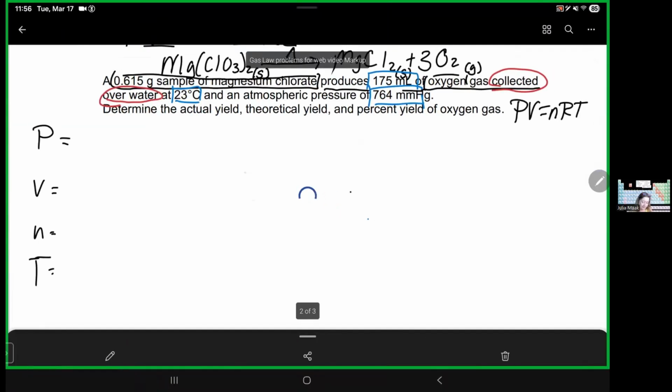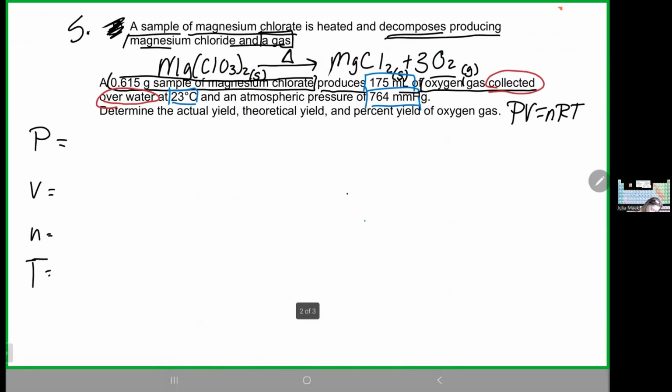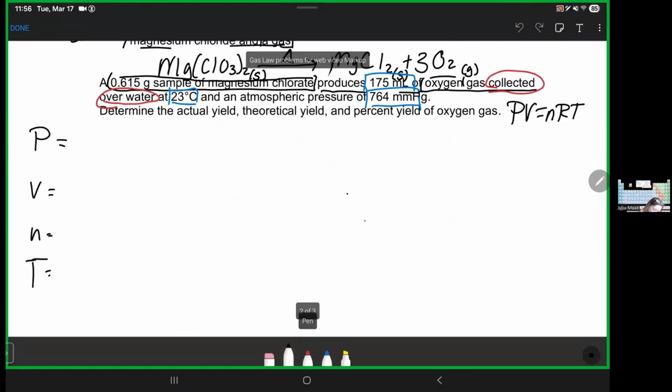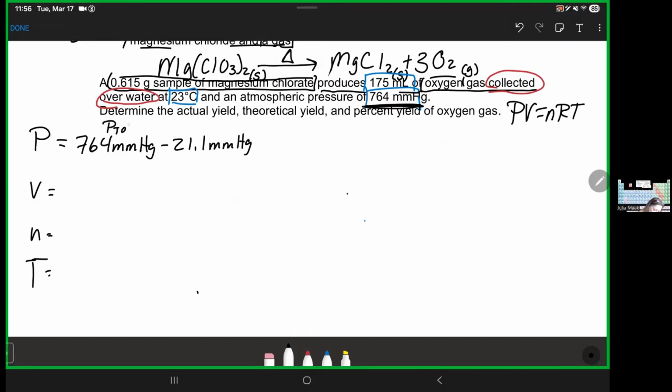So go back to here. I have to take my pressure, which was the 764 millimeters of mercury. I have to subtract off that 21.1, because this is my total pressure and this is my pressure of water. And that total afterwards, I get 742.9. Okay. That's my pressure of just the oxygen.